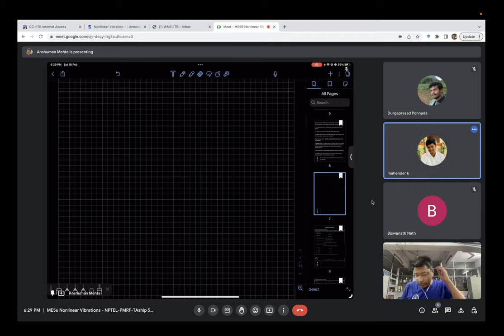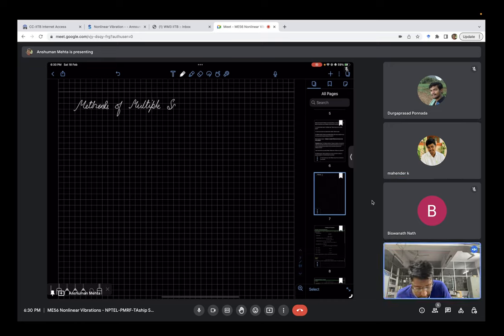Okay, so, methods of multiple scale. By the way, I will be taking the physical meaning of these methods in the next class, because I wanted to go very slowly to cover each and every topic. So I can give you an idea about what it means generally.